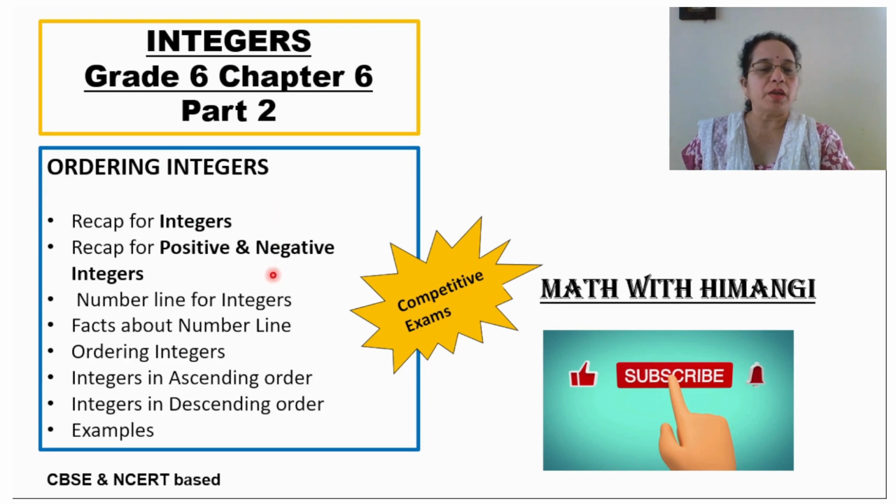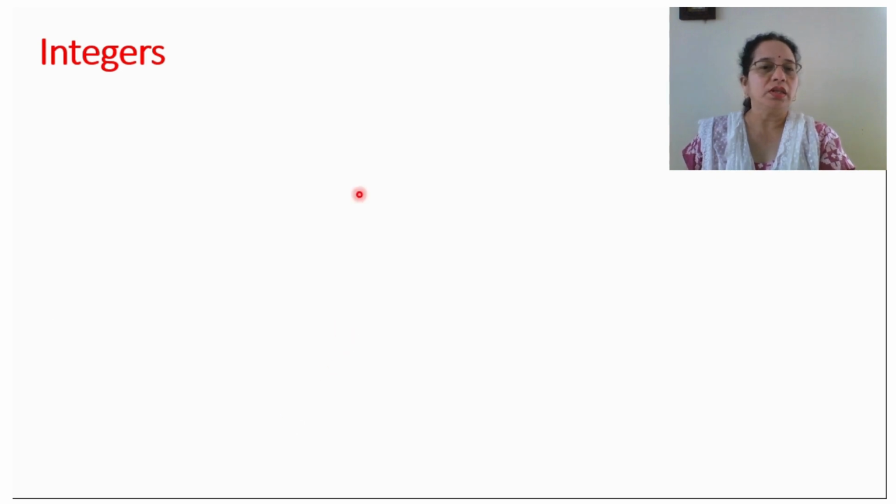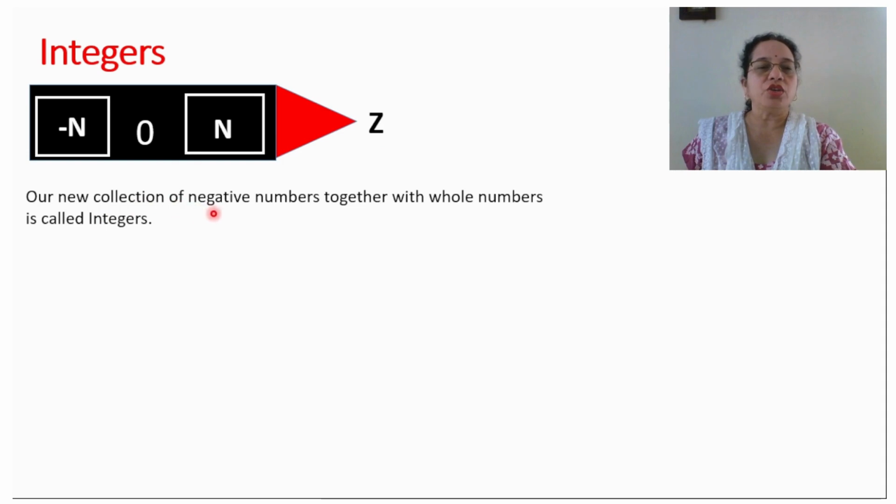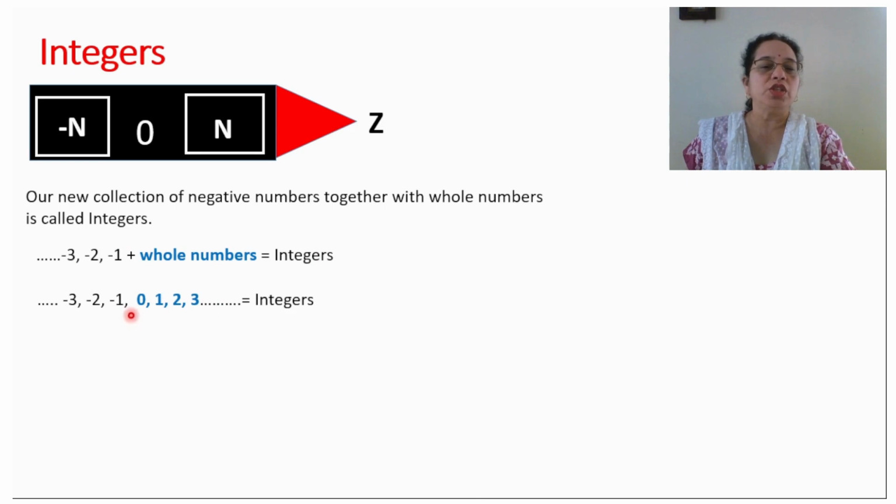These are the subtopics I am going to cover in today's video. So let us recap the integers what we have done in the last video. So all the negative integers, 0 and all the positive integers are known as integers. Our new collection of negative numbers together with whole numbers is called integers. So negative numbers plus whole numbers makes integers, and whole numbers means 0, 1, 2, 3, 4. So all the negative numbers, 0 and all the positive numbers are known as integers.